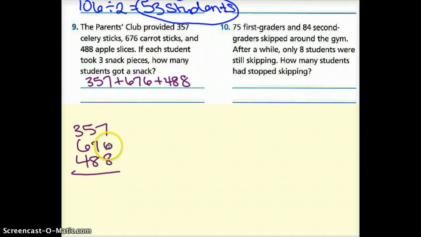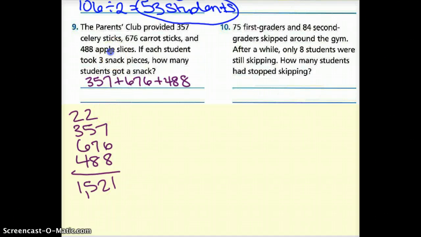So 7 plus 6 is 13. 13 plus 8 is 21. 2 plus 5 is 7. 7 plus 7 is 14. 14 plus 8 is 22. 3 plus 2 is 5. 5 plus 6 is 11. 11 plus 4 is 15. So there's 1,521 snacks.